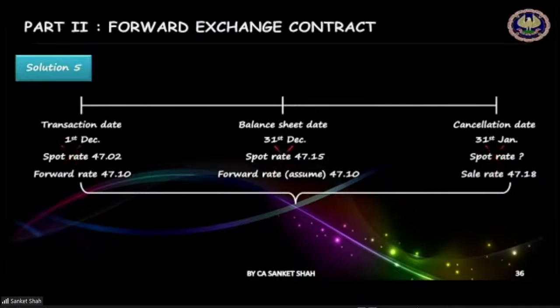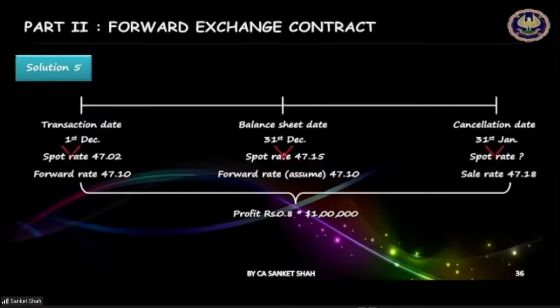And after that, you will pass the entry. 47.18 is the sale rate, and the bought rate is 47.10. It means I bought $1 at 47.10 and sold it for 47.18. Therefore, I am in a profit of 0.08. That profit I will recognize in the next year, because in the current year I don't have any profit. Already we will assume it is the same rate.